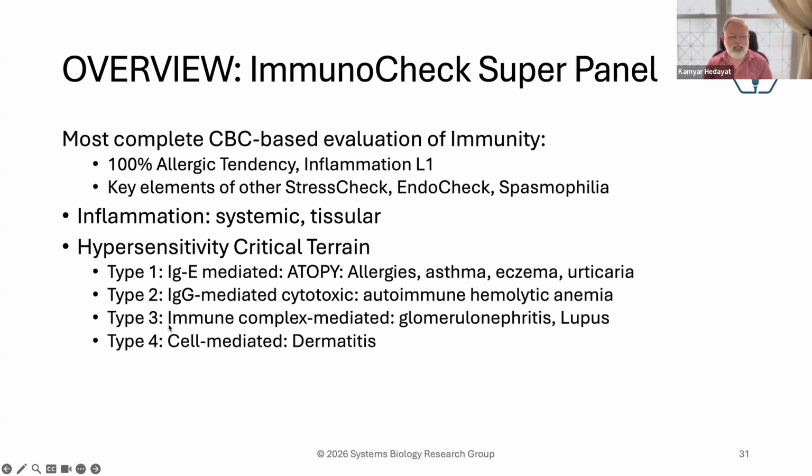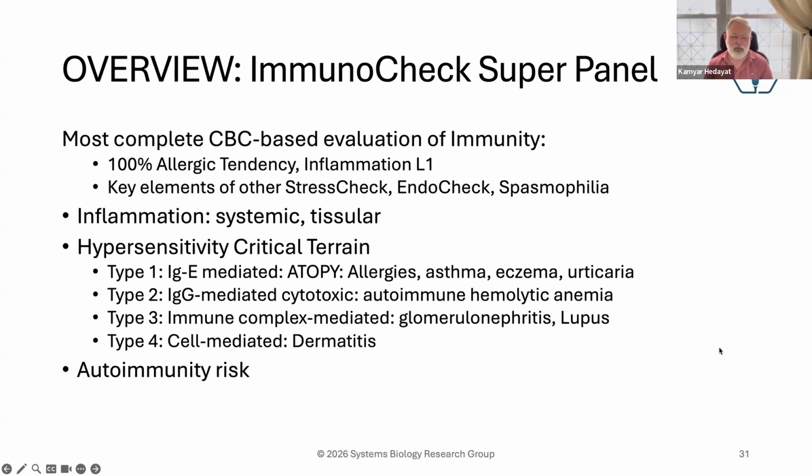And again, just to remind you, type 1 is IgE mediated, which would be atopic disorders like allergies, asthma, eczema, and urticaria. Type 2 would be IgG mediated cytotoxicity. Type 3 is immune complex mediated, such as glomerulonephritis, lupus, etc. And type 4 is cell mediated, such as dermatitis. So if your patient has any of these types of disorders, you can use this panel.